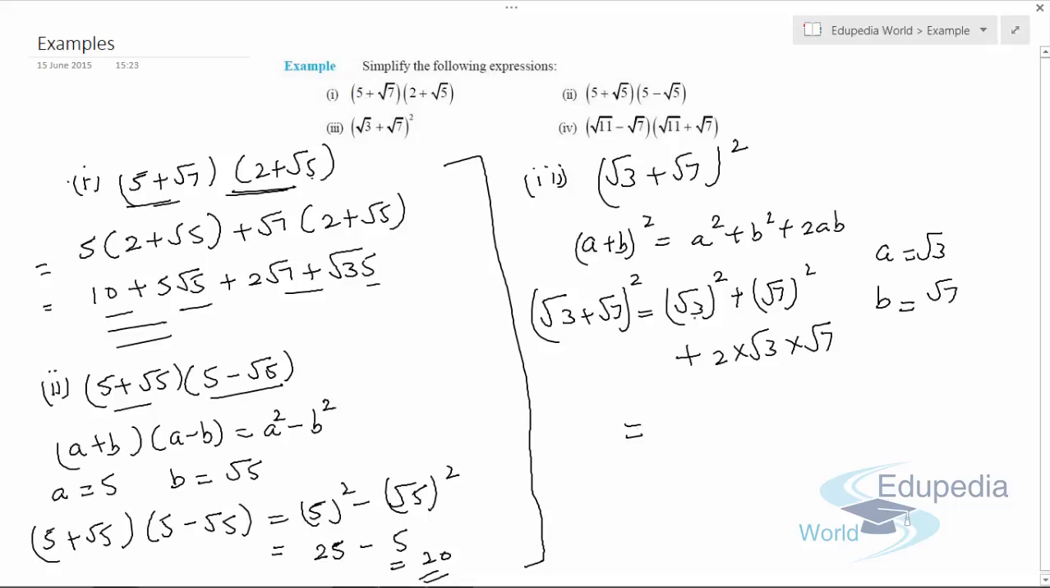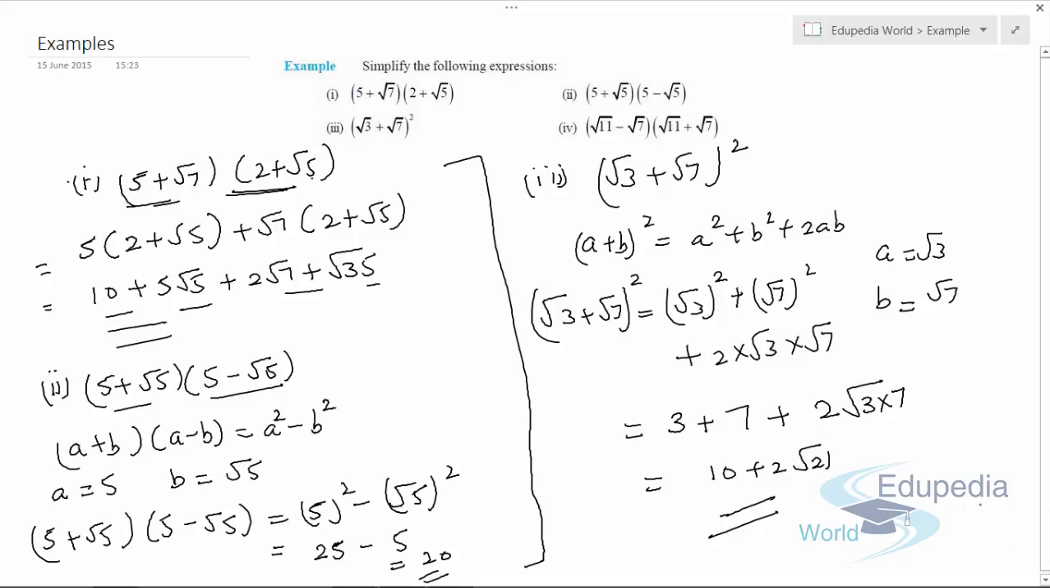So this comes out to be (√3)² is 3, plus (√7)² is 7, plus 2 into √3 into √7 will be 3 into 7. So it will be 10 + 2√21. So this is the final solution.